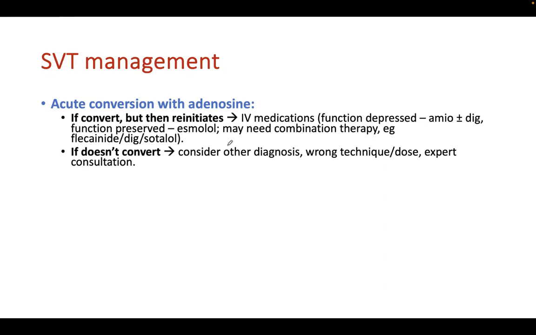So if it converts but then reinitiates, I always admit the patient, of course. I always start IV meds, and I always ask for an echo. This is why: if the function is depressed, do amio plus or minus dig. If the function is normal, do esmolol. Okay, guys? And then while we're giving IV medications, we might give oral flecainide, oral sotalol, or something oral to speed up the process.